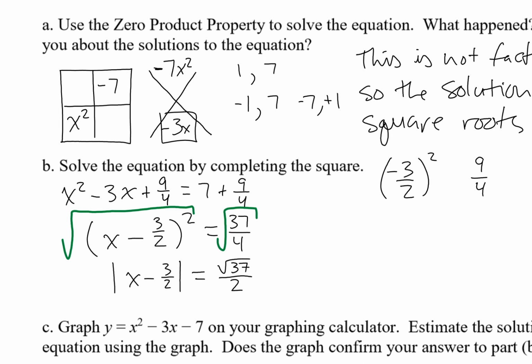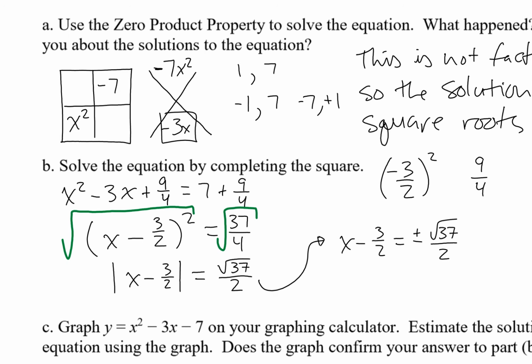So now if I want to get rid of this absolute value, I have to introduce the fact that this thing inside could either be positive root 37/2, or it could be the negative of it. So let's go ahead and write that down. So this thing inside is either, we're now looking at either x minus 3/2, I'm sorry, x minus 3/2 is plus or minus root 37 over 2.